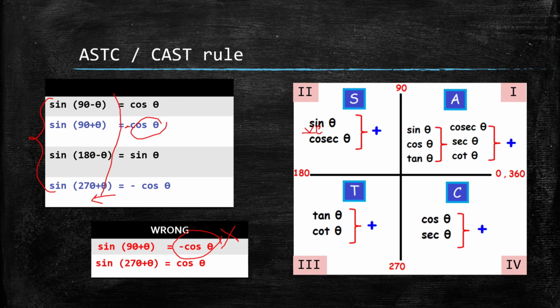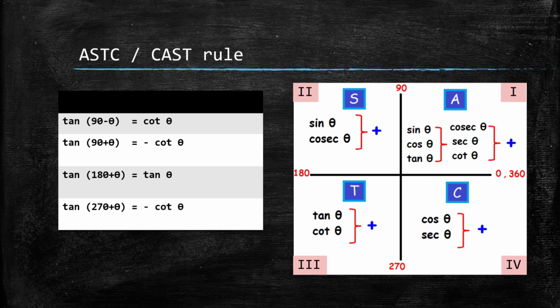So we'll consider some more examples. See, tan 90 minus theta. So 90 minus is given, so we'll change tan to cot. 90 minus theta will come in the first quadrant. In the first quadrant, all are positive. Therefore, plus cot theta. Second thing is tan 90 plus theta. 90 plus theta is given. Hence, we'll change tan to cot. 90 plus theta will come in the second quadrant. In the second quadrant, tan is negative. Therefore, we write minus cot theta.